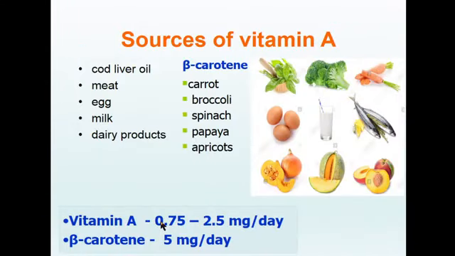If we tell about the distribution of this vitamin, you see that the vitamin A active form is present in the liver, kidney, fish liver oils, milk, cream, butter, cheese, egg yolk. Beta carotenes, as I said already, are present in yellow and green leafy vegetables and fruits: carrot, papaya, mango, amaranth, spinach, and so on. The recommended daily allowance for vitamin A is 0.75 to 2.5 milligram per day. For provitamin beta carotene, up to 5 milligram per day.